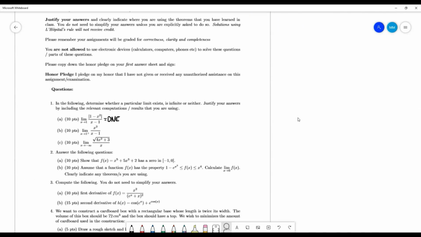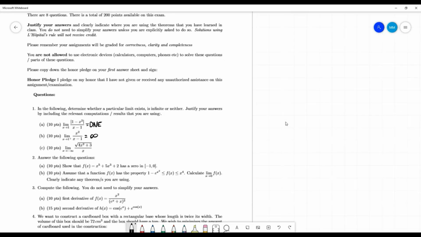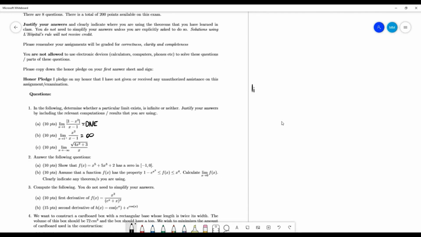Identifying when it approaches infinity algebraically, like that has always been a tough point for me. This next one is a tough one. So it's the limit as x approaches infinity of the square root of 4x squared plus 3 over x.